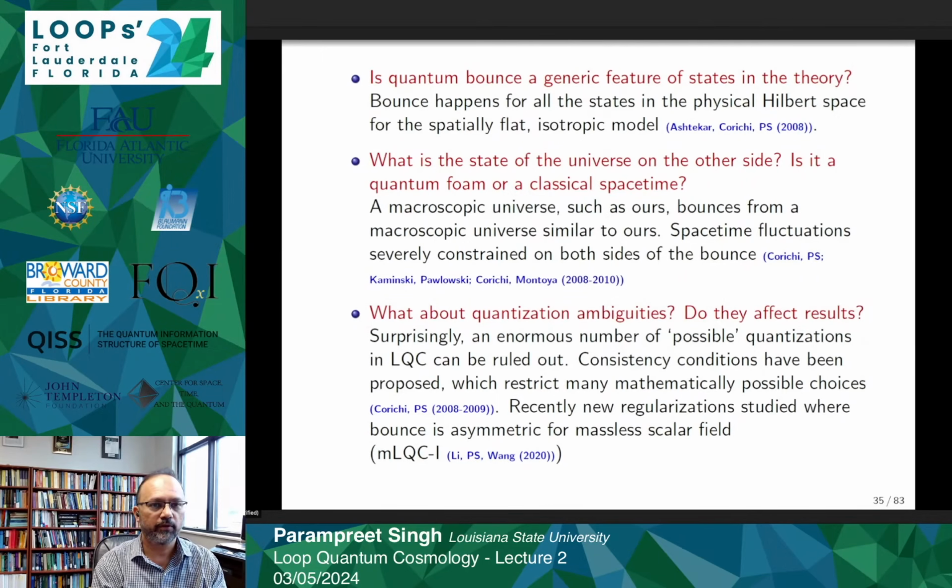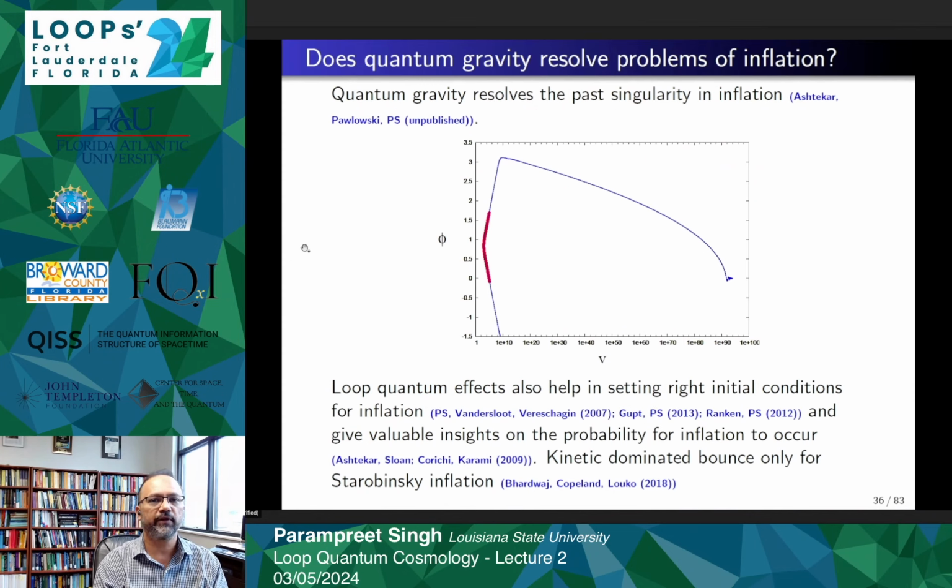Okay, so we were talking about these three questions, and a lot of rigorous work has been done on proving the robustness of bounds. And I think one question which some of you might be thinking is, what happens to inflation actually? Does quantum gravity resolve the problems of inflation?